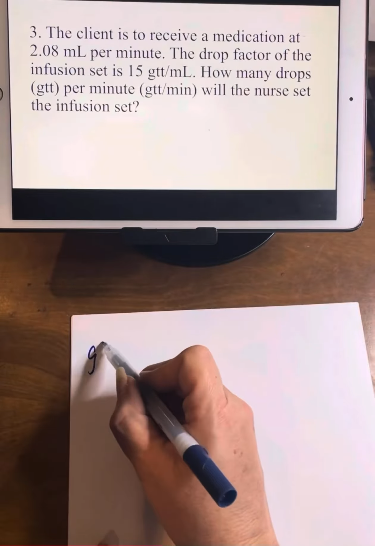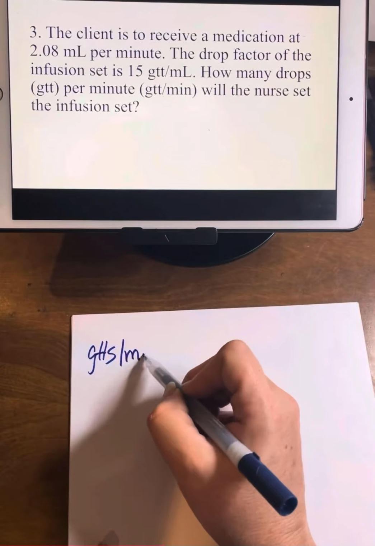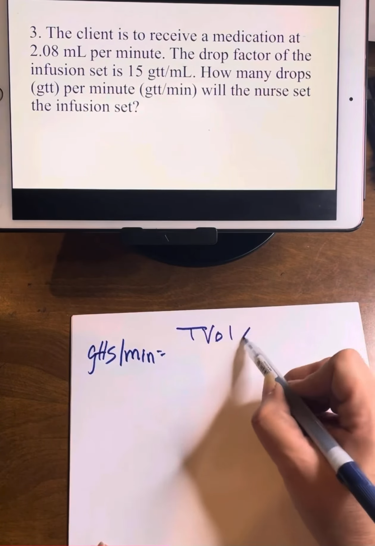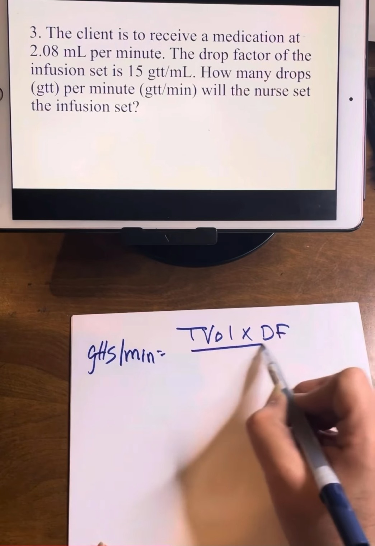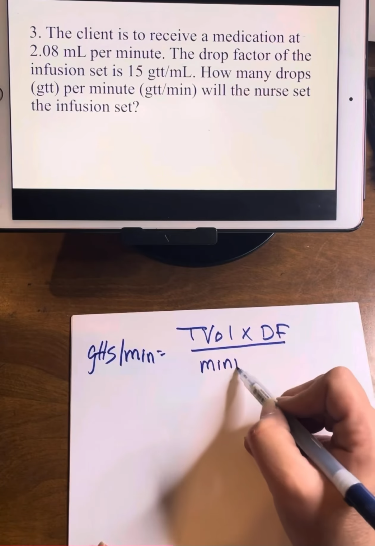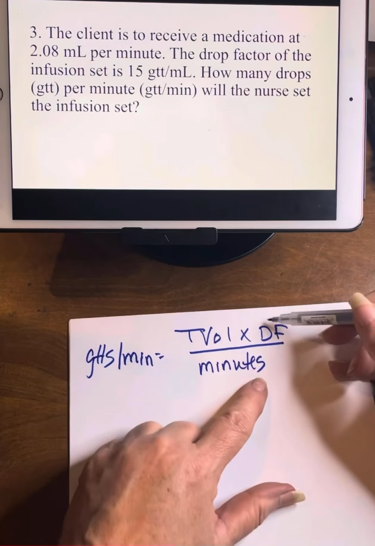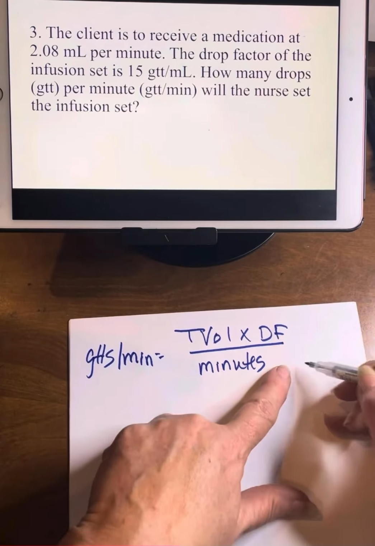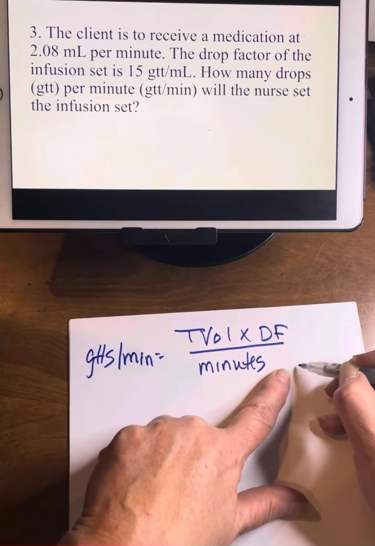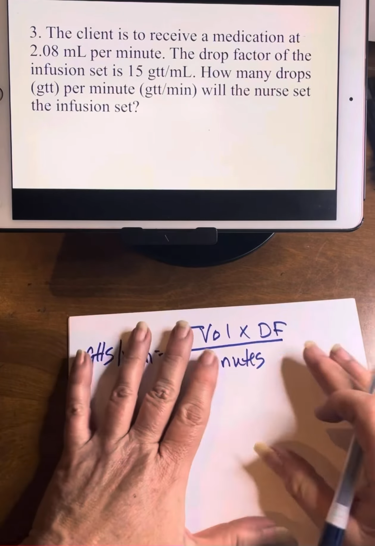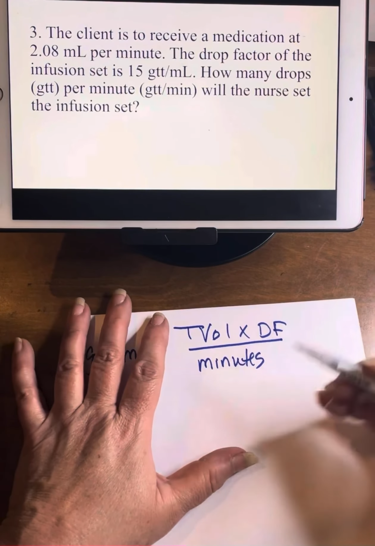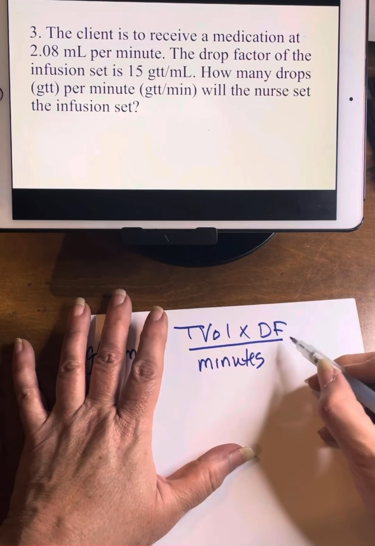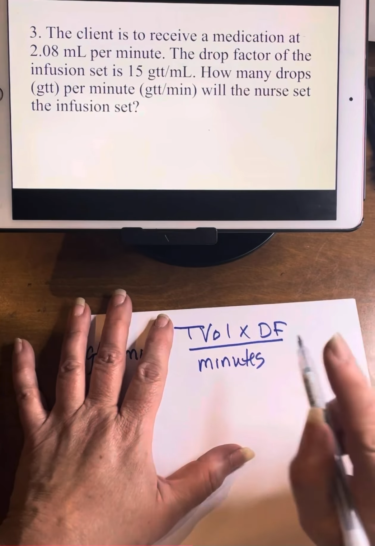So for drops per minute, the formula for that is the total volume times the drop factor over your time in minutes. Now look, I realize people will put two fractions here and put the drop factor over their favorite letter of the alphabet. But if you give me two fractions, I'm going to freak out because I don't know whether to find a common denominator or cross multiply. And so I just do my best in life to not have to work with more than one fraction.